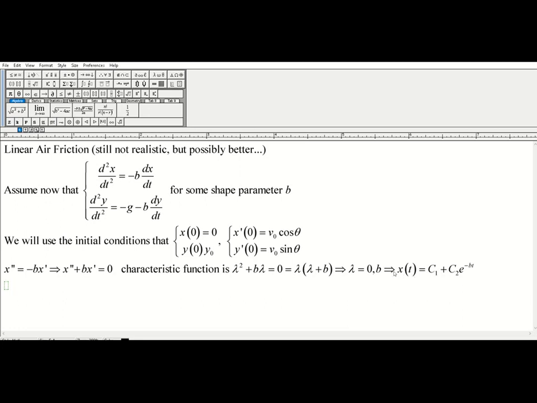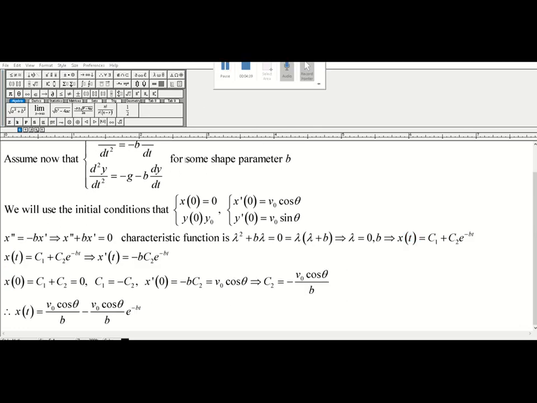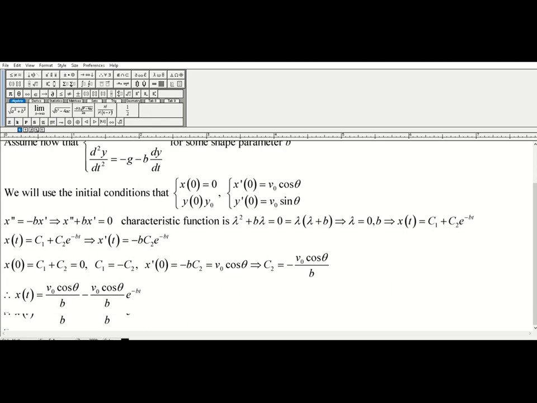So we've got our x. Let's go ahead and take a derivative and set it up for initial conditions. I'll do that now. Okay, so we set up our function. We set up the derivative. x of 0 equals 0. That gives me the two constants are equal to the negative of each other. We set x prime equal to v naught cosine theta. That allows me to solve for c2, which gives me c1 is the negative of it, and now we've got our solution here. Okay? And so now we have an x solution.